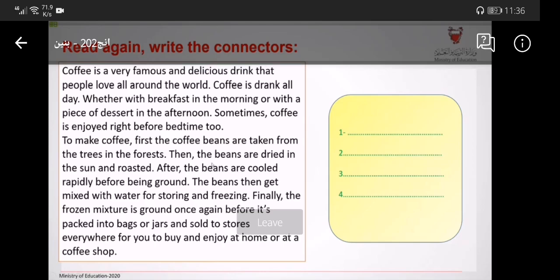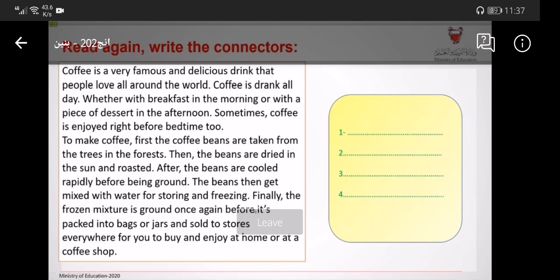So we use then: the beans are dried in the sun and roasted. Then we used after the beans are roasted, are cooled. See, we used the passive form here, and we use are because the word beans is plural, for being ground. The beans then get mixed with water. We can also say the beans then are mixed with water for storing and freezing.